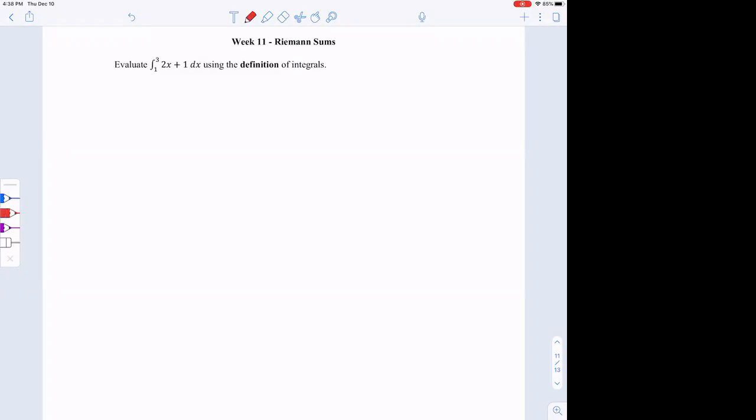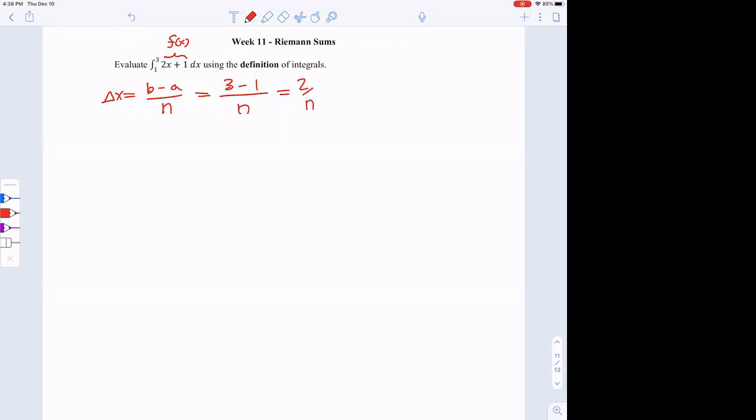So maybe there's 3 things that we need to identify. The integrand, which is this, f of x, that's going to be able to calculate the height of all of my rectangles. And then we'll have to identify the width of all the rectangles. So I'll call that change in x. So we'll do all this, maybe preamble steps in red. The change in x is b minus a divided by n. So I have 3 minus 1 divided by n, or 2 over n.